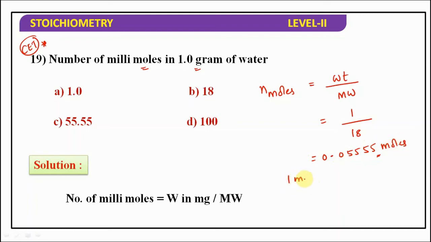So 1 millimole is equal to 10 to the power of minus 3 moles. But how many moles do we have? 0.0555 moles will be equal to how many millimoles? Then 0.0555 into 10 to the power of 3. If you solve it, you will get 55.55 millimoles. Understood? Is it clear for you? Right.